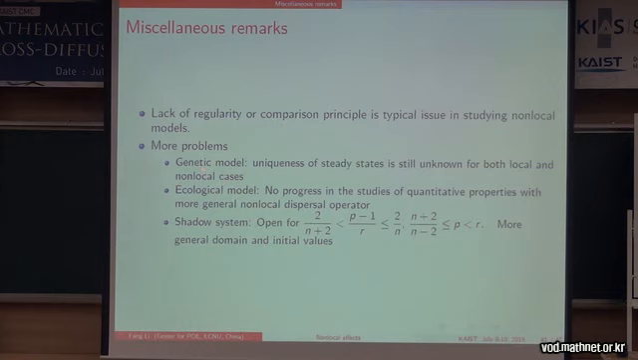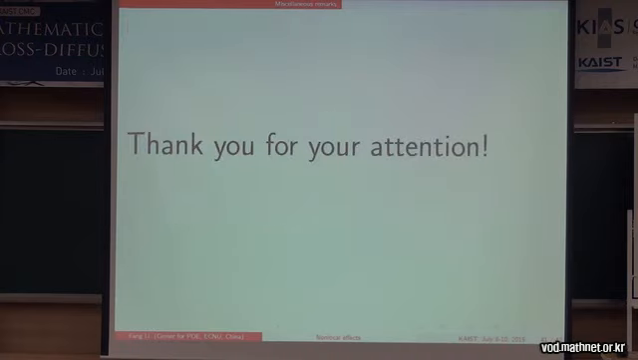For the genetic model, the uniqueness of steady states is still unknown in both the local and non-local cases. And for the ecological model, as I explained, for a general non-local dispersal operator, we have no idea how to study those quantitative properties. Then for the shadow system, there's some open regime still left. I think that's all. Thank you very much.